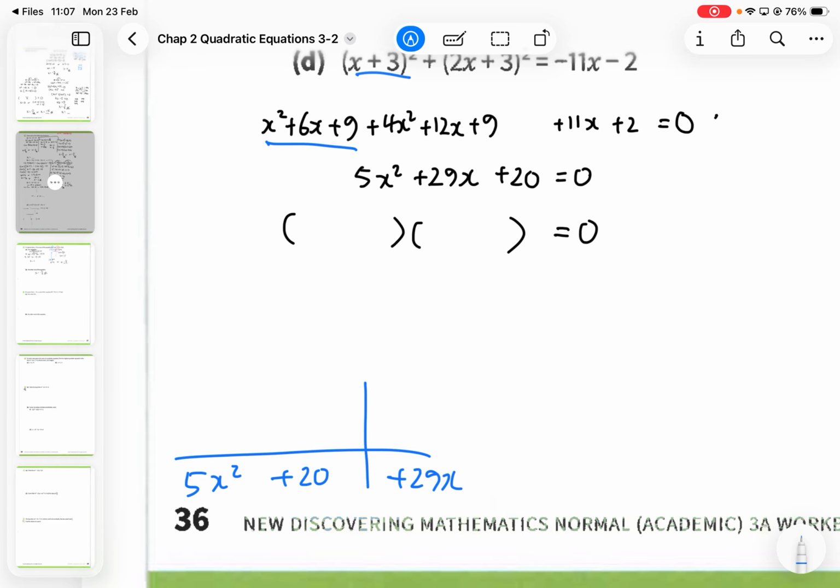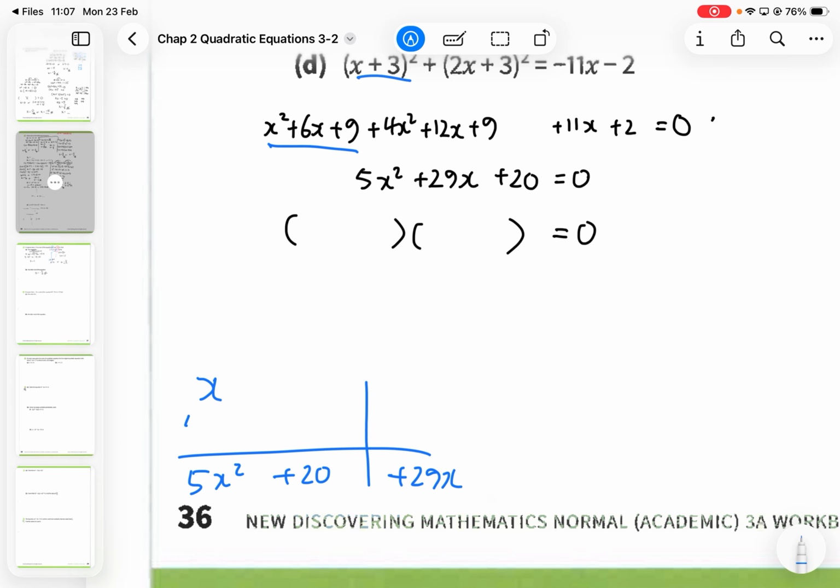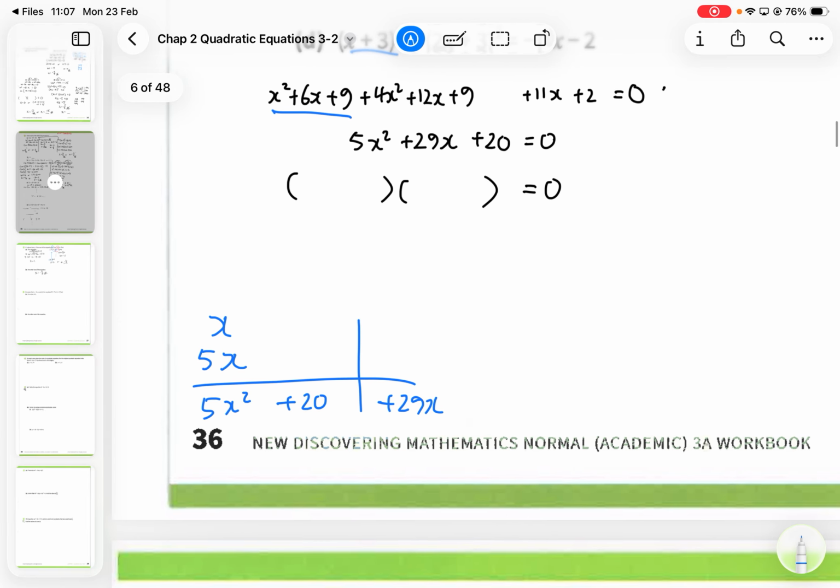5 can only be 1 times 5. So there is only 1 times 5, the only possibility. 20 can have a few combinations. Can be 1 times 20, 2 times 10, 4 times 5.